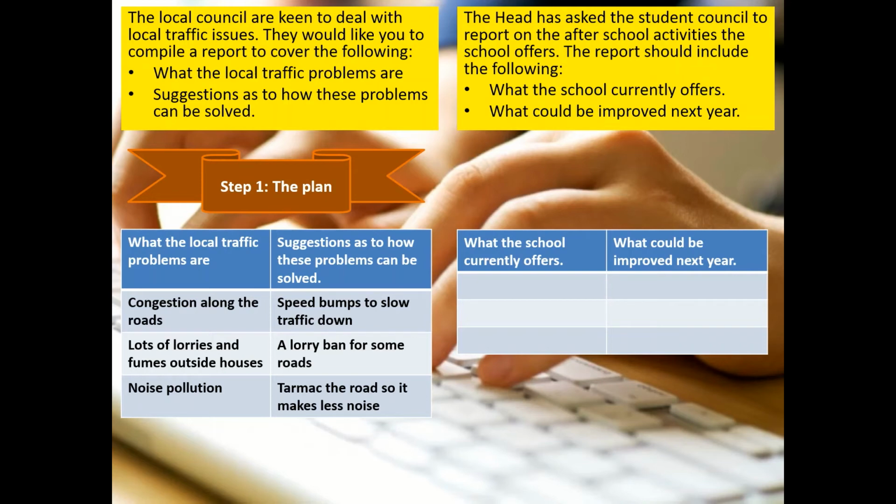So when I talk about local traffic problems, I could talk about congestion along the roads, lots of lorries and fumes outside the houses, and noise pollution. Some suggestions for what could be the outcomes of the report: speed bumps, a lorry ban, and tarmac on the roads that makes less noise. Please now spend a bit of time pausing this video to plan out your own response to the question about school activities. This then is step 1, the plan.